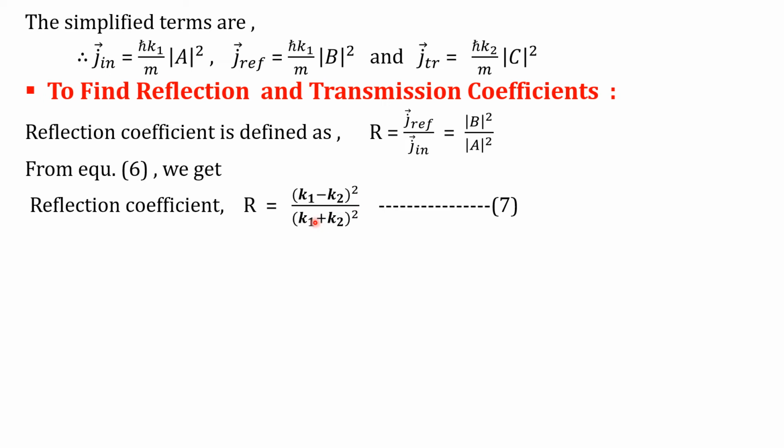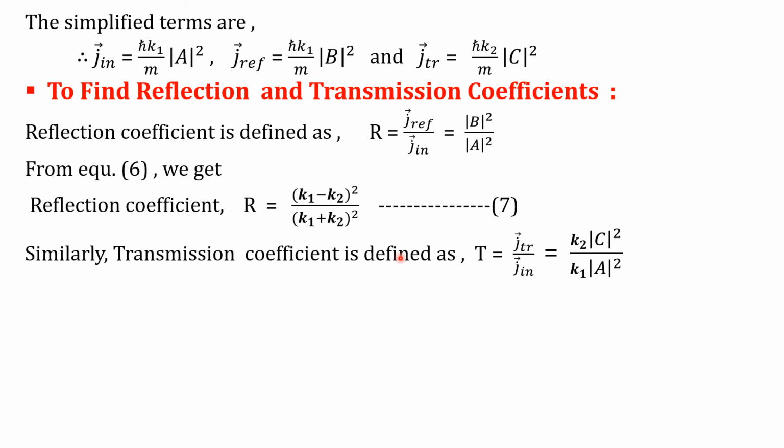We take the square of (K1 minus K2) divided by the square of (K1 plus K2). This is equation number 6. Similarly, we find the transmission coefficient, which is defined as J transmission divided by J incidence. J transmission is K2 into modulus of C square, and J incidence is K1 into modulus of A square.